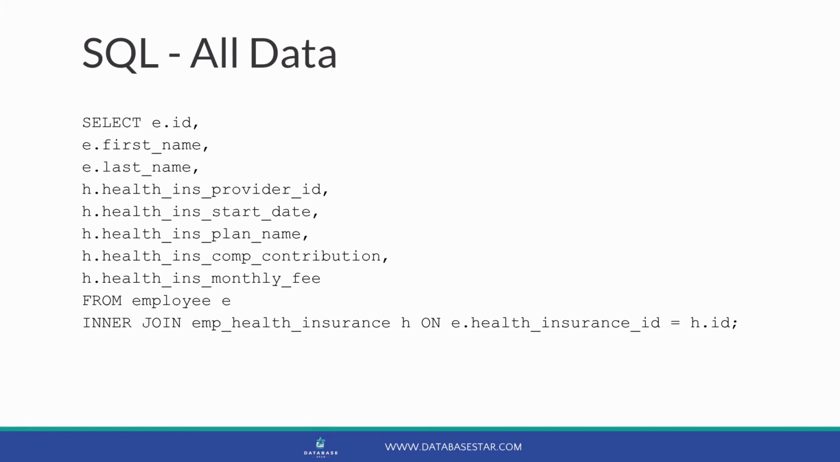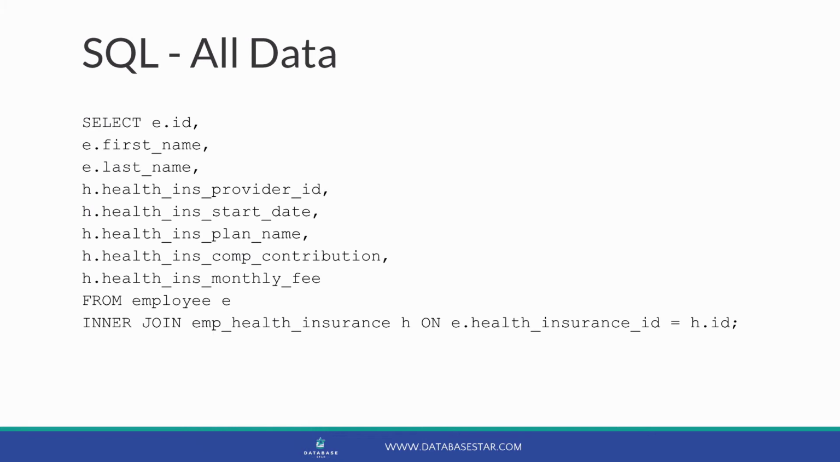A query that shows more information would look like this. Select E.ID, E.FirstName, E.LastName, then H.HealthInsuranceProviderID, and then a range of other columns from the H table. We're selecting this from the employee table, which has an alias of E. Then we're joining that to the EMP health insurance table with an alias of H. And we're joining on the health insurance ID column. This will show all EMP health insurance records and their related employee details.